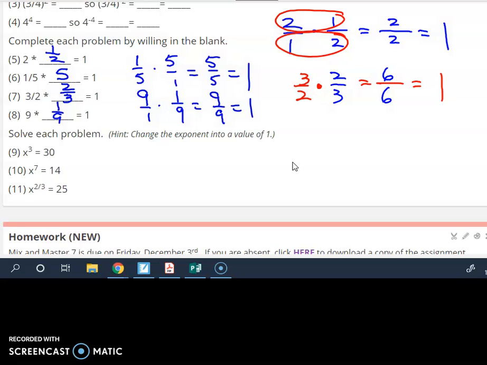So for example, when we're solving an equation like 3x, I don't necessarily want to know what the value of 3x is. I want to know what 1x is. So that's why we divide both sides by 3. Here we're going to be doing problems 9, 10, 11. We're going to be changing the exponents of 3, 7, and 2/3 into an exponent of 1 and trying to figure out what base cubed is going to be 30.